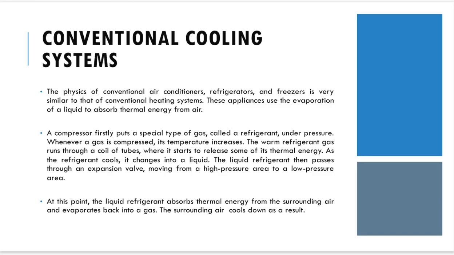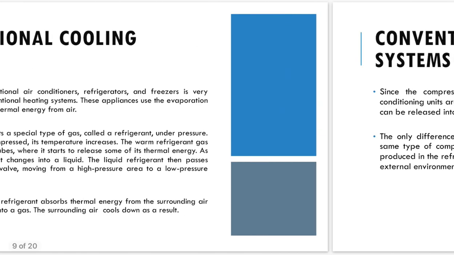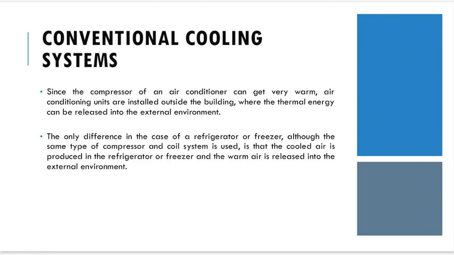The liquid refrigerant then passes through an expansion valve, moving from a high-pressure area to a low-pressure area. At this point, the liquid refrigerant absorbs thermal energy from the surrounding air and evaporates back into a gas. The surrounding air cools down as a result. Since the compressor of an air conditioner can get very warm, air conditioning units are installed outside the building, where the thermal energy can be released into the external environment. The only difference in the case of a refrigerator or freezer, although the same type of compressor and coil system is used, is that the cooled air is produced in the refrigerator or freezer and the warm air is released into the external environment.